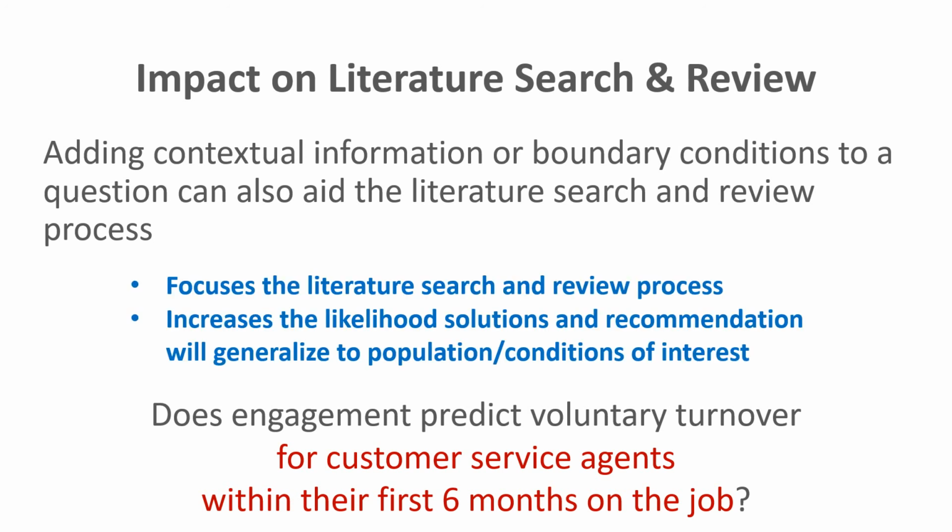population of interest. Okay, so in short, when you add these contextual boundaries to your questions, it's going to focus your literature search and review process, which can sometimes or often make it more efficient. You might have to play around with these boundaries, as you don't want to make it too restrictive where you can't find anything. So sometimes you have to narrow the focus and then back it out slowly until you can start finding relevant information. And in doing so, when you make things as specific as possible and as tailored as much for the context of interest, you're increasing the likelihood that the solutions and recommendations will generalize to the population or conditions or the context of interest, okay?